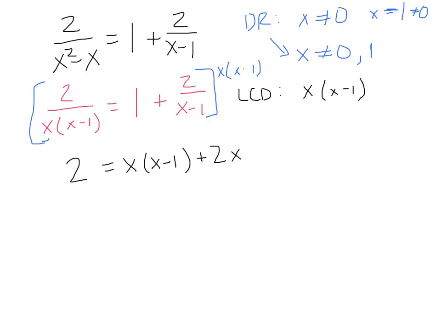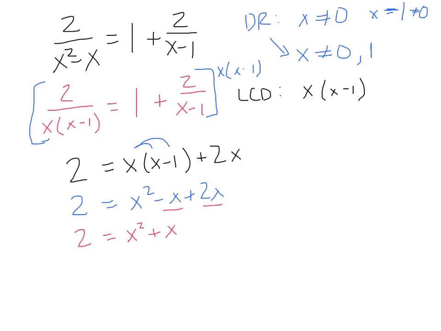Now let's go ahead and do some simplifying. We're going to have to distribute. So I have 2 equals x squared minus x plus 2x. Combine your like terms. So we have 2 equals x squared plus x.